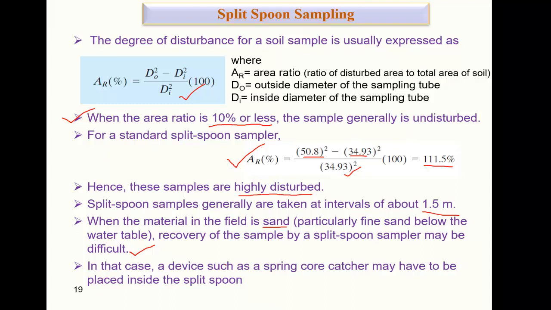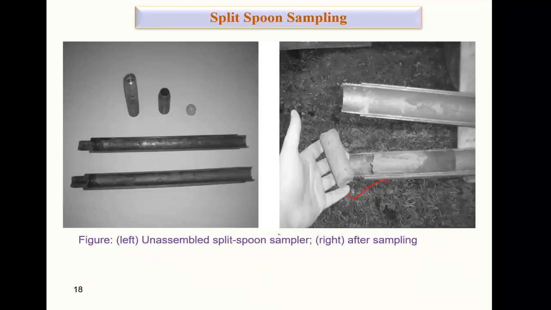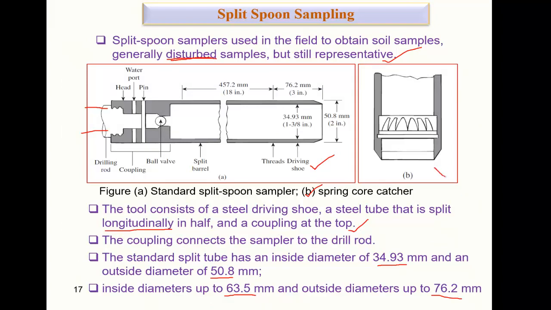In that case, a device such as a spring core catcher may have to be placed inside the split spoon. Instead of leaving it open, if you find it is in the water level zone and the soil is sandy, you add this one. You understand? So you can add this spring core catcher here.